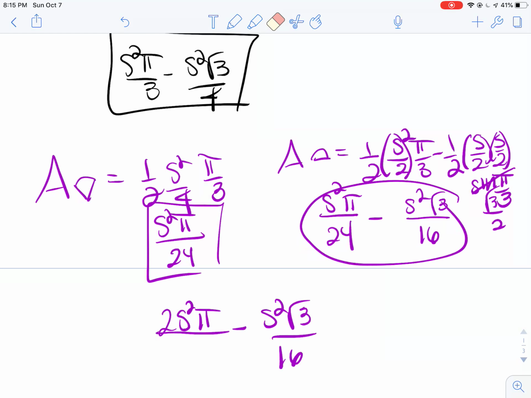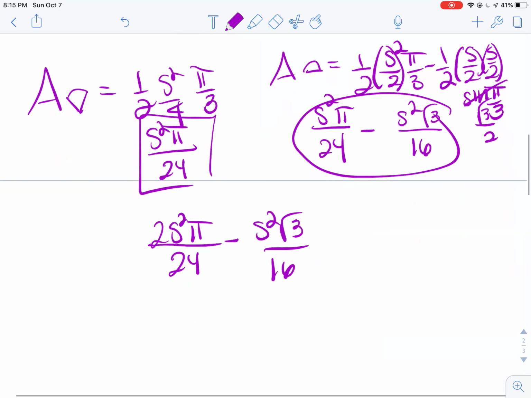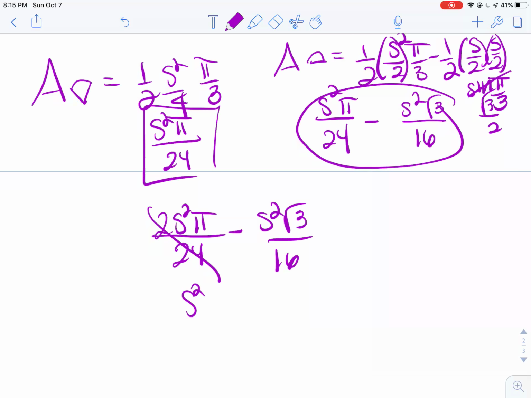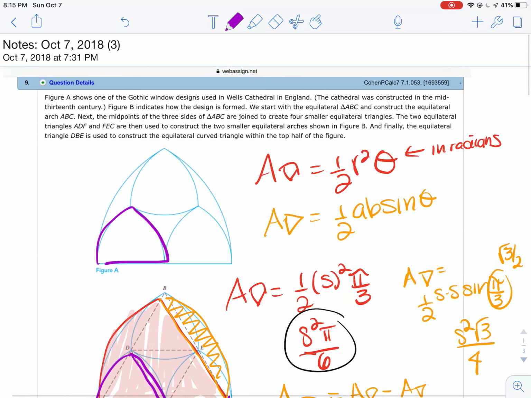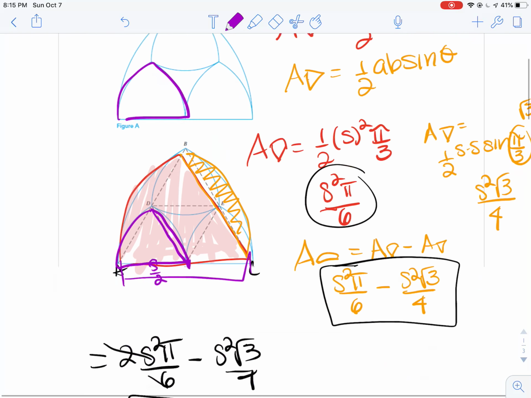Oh, I think we catch our mistakes when we go through our work. So then we get s squared pi over 12 minus s squared root 3 over 16 for the area of one of the smaller arches. And then the last question is to take the ratio, so you guys can do that on your own.